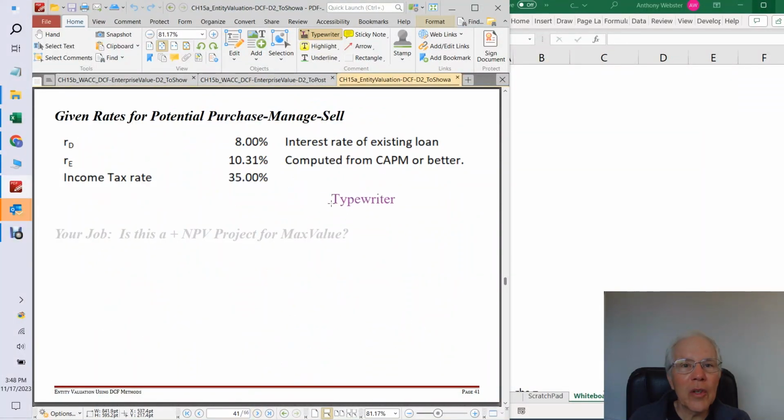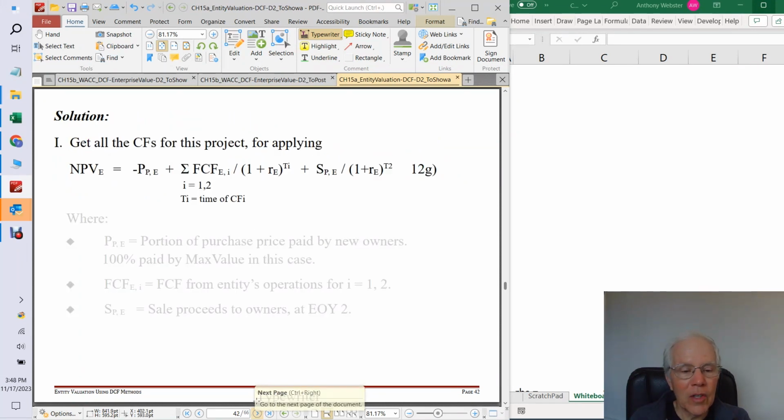And as usual, we are going to be helping out with this as interns in the company. So our managing director has given us some information. So we've got the pre-tax cost of debt here. This is pre-tax at 8%. That's the interest rate on the existing loan. And someone has computed for us the equity cost of capital. And like we said, the income tax rate is 35%. And we're going to see if we can help Max Value find out if this would be an NPV positive project for them as envisioned.